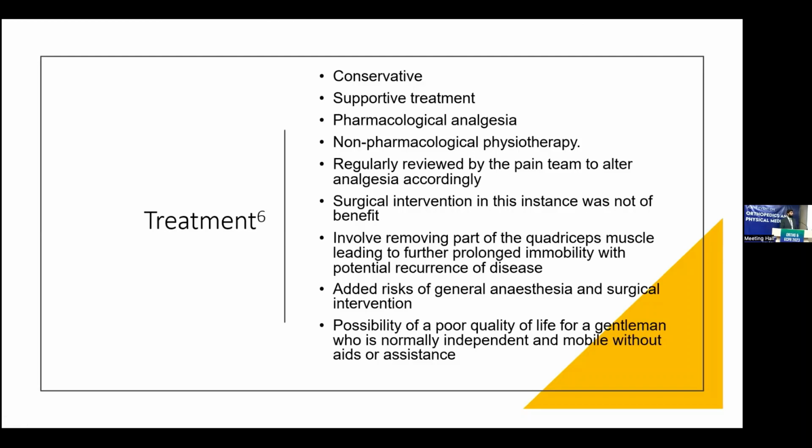So we decided to treat this conservatively. He had good physiotherapy, good pain relief. He's regularly reviewed by the pain team to alter his analgesia accordingly. We decided that surgical intervention in this instance would not be of benefit. If we were to go down the surgical route, it would involve removing part of the quadriceps muscle, leading to further prolonged immobility and a potential recurrence of disease.